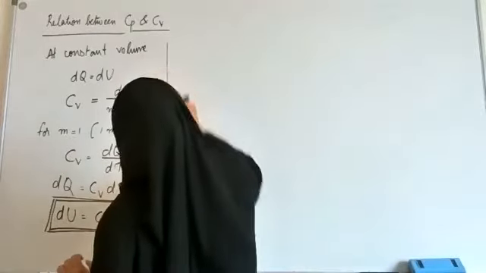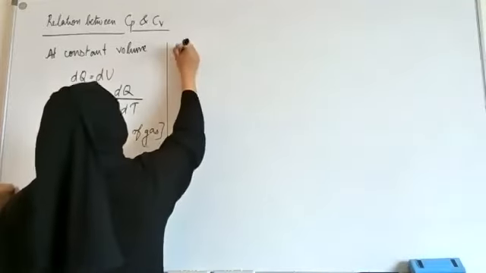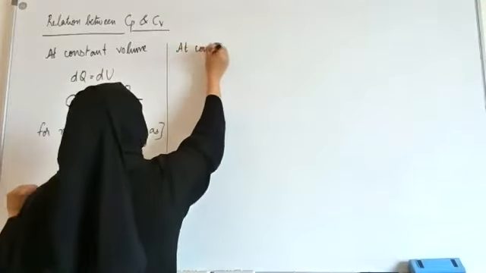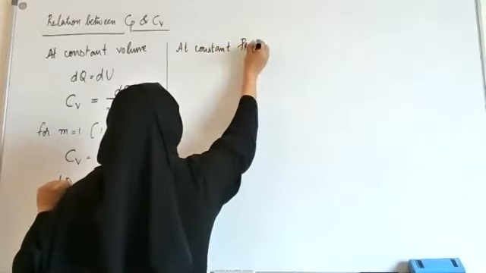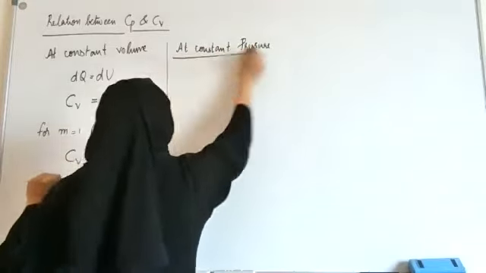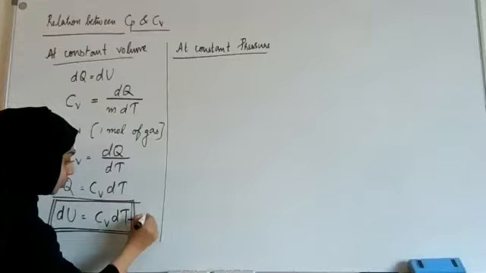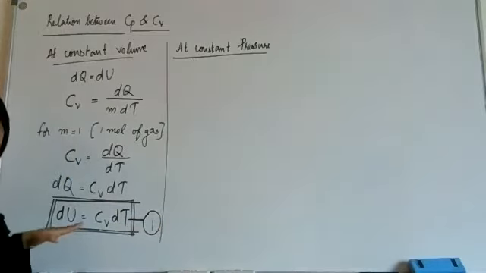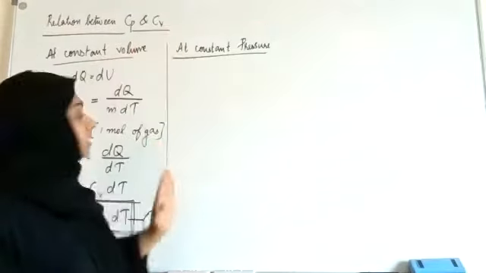Now let me consider at constant pressure. To derive this equation, we will be using this equation. So let me put it as equation 1. We will be using it when we find a relation between Cp and Cv.